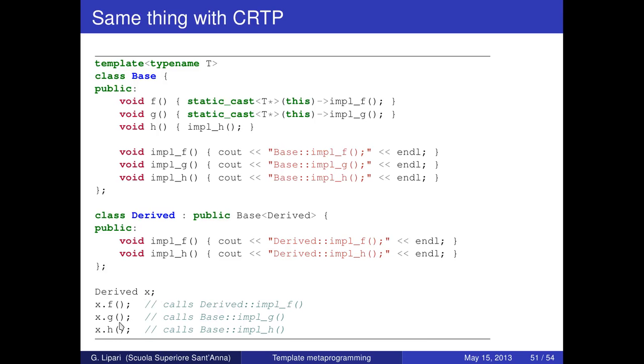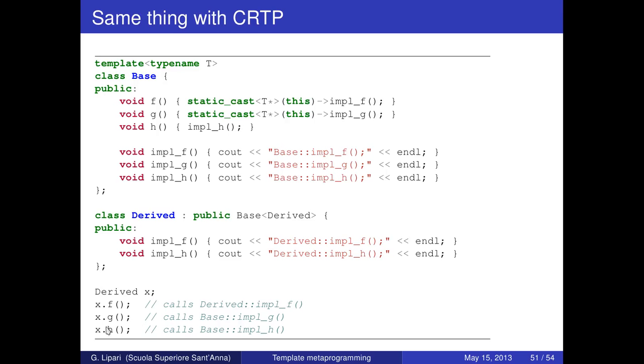For g, what happens? We are going to do a static cast of this into derived star, and then we call implg. But since implg has not been overridden, it inherits the implg by base, so this one is going to be called.